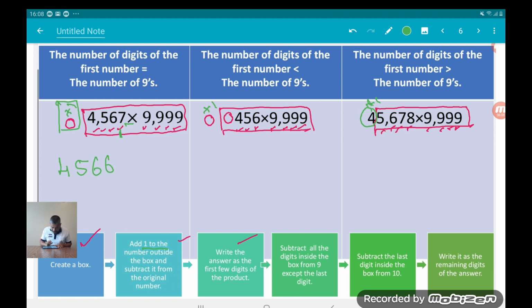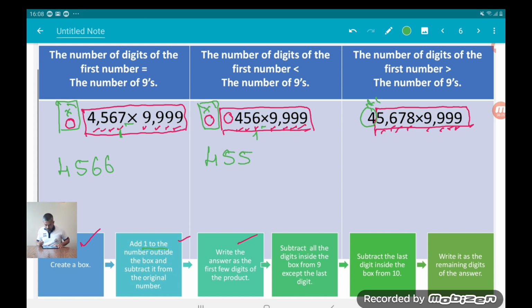4,566. We get the answer like that. Now the second one, when you are looking 0 plus 1, that's 1. So you have to subtract 1 from this one. When you subtract 1, what is the answer? 456 minus 1. The answer is 455. We get it like this.